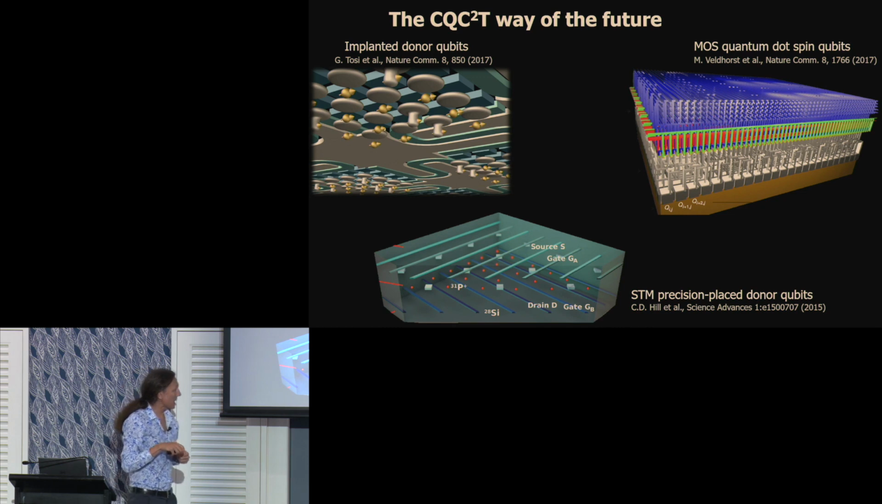And then there are the STM precision-placed donor qubits, where you can go in the third dimension, so you can make devices that have precisely placed features, not only in one plane, but in several planes. And so you can have, for example, readout devices where the current goes vertically, and then you have the donors in a square array, and you communicate with them by doing some crisscross control of the control lines.